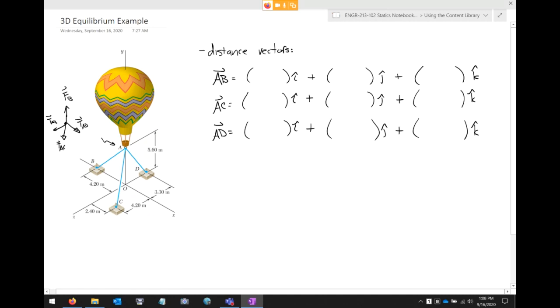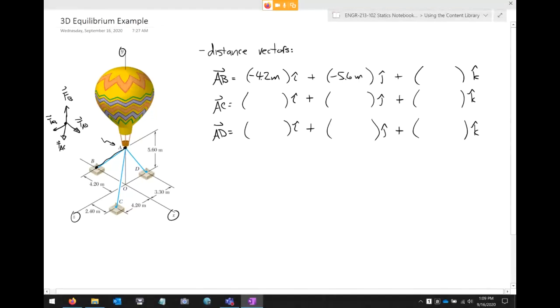So let's do AB. I'm starting at A and going to B, and I just use my axes. This is the x-axis, this is the y-axis, this is the z-axis. I ask myself, how far do I go along each axis? Starting at point A, moving to point B, how far do I go in the x-axis? That's the 4.2 meters, but it's negative because I go negative in that direction, so negative 4.2 meters. For the y direction, I'm going down, from here to here, and that's negative 5.6 meters.